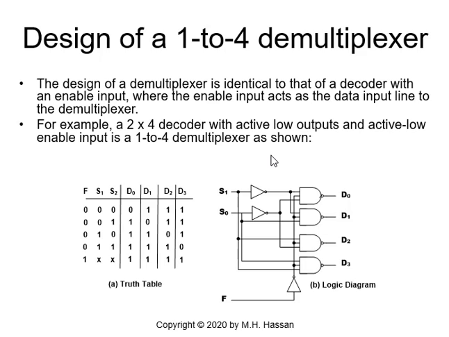So if the data F is 0 and the select lines are 0, 0, this will enable me to put the 0 on data line D0. When I have 0, 1, I will put the data on line D1, which is the 0 bit right here. When I have 1, 0, it will be on line D2, and the other lines will be 1s. When I have 1, 1, the F0 will be placed on D3.